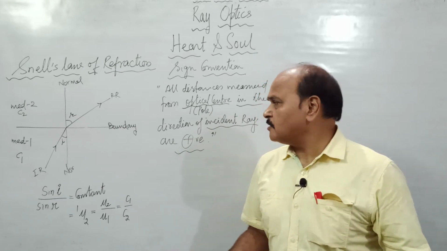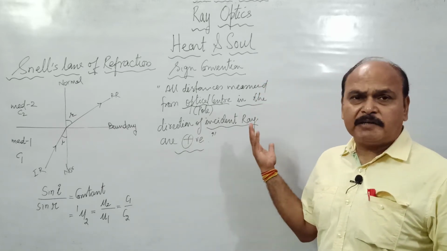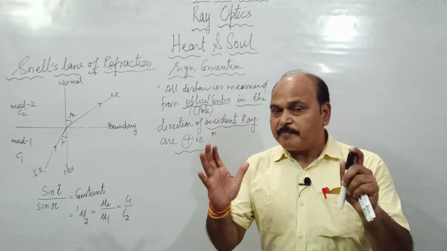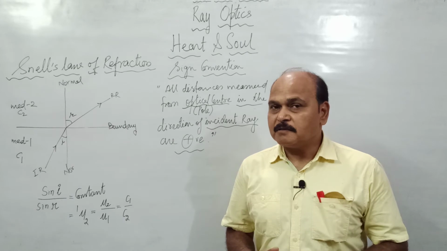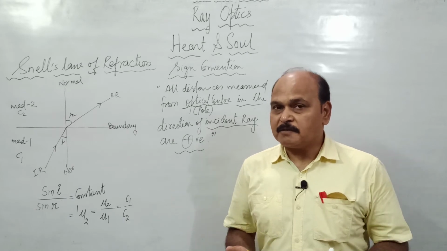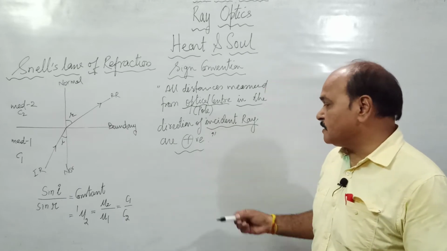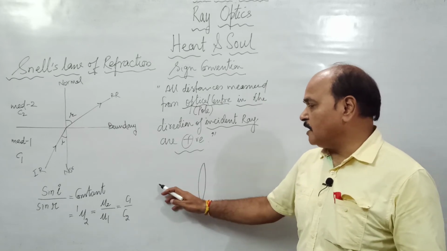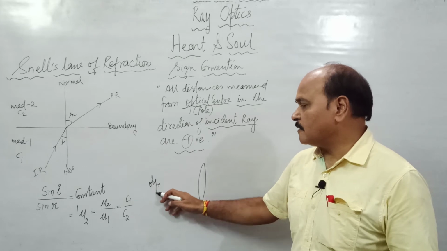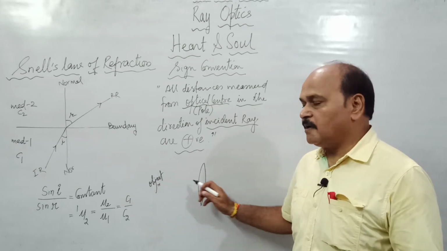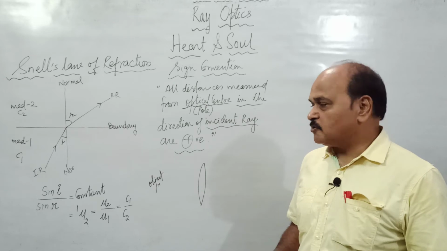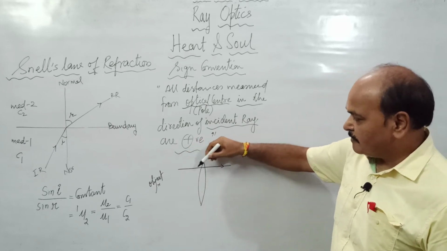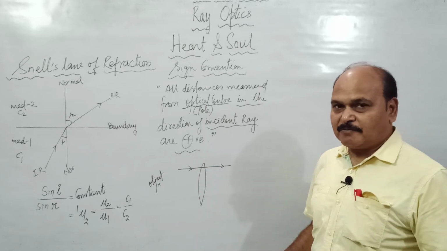Now the question arises, what is the direction of incident ray? Direction of incident ray depends upon where we have placed the object. Say this is your optical device, and we place the object on the left. This is a real object placed on the left side of this optical device. So what is the incident ray? Incident ray is going to be from left to right. This is going to be the direction of incident ray.